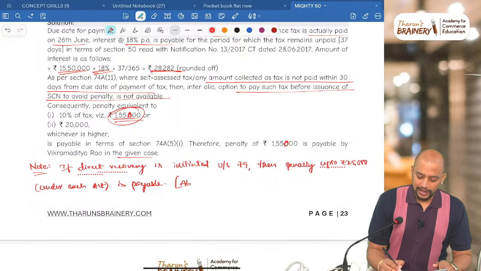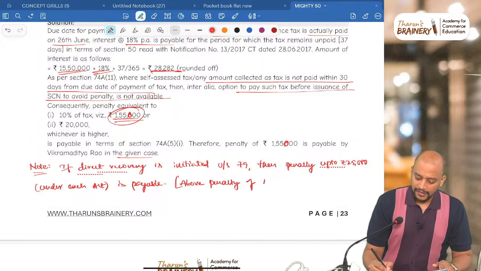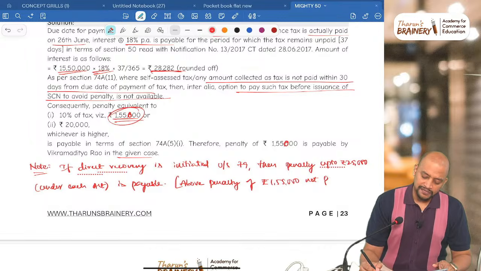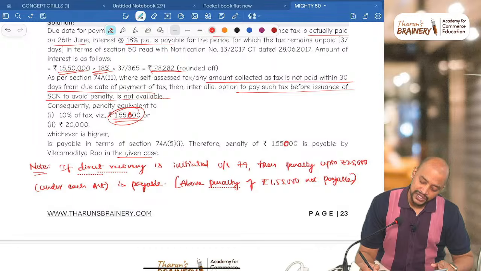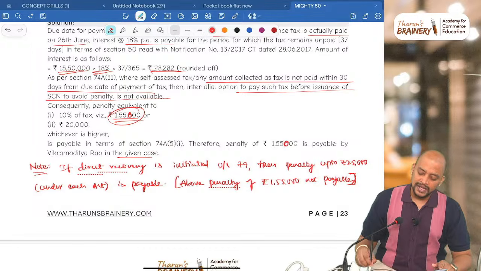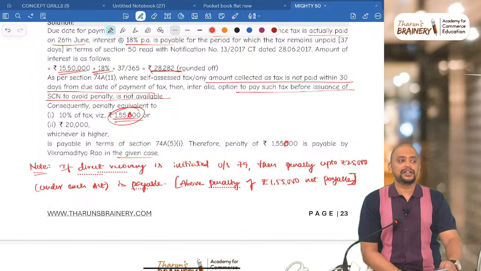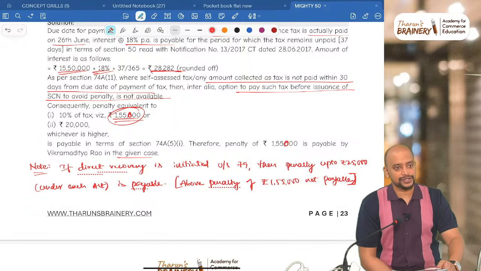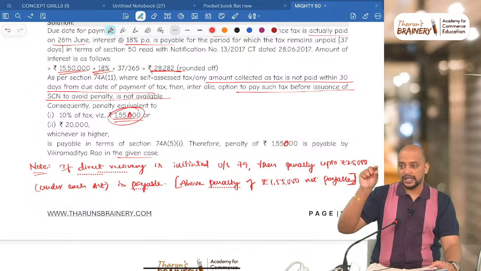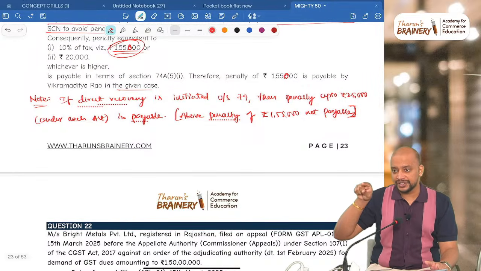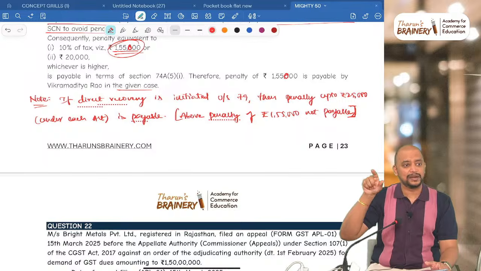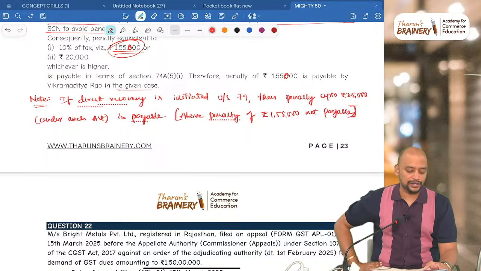So above penalty of 1,55,000 not applicable. Because we have a CBIC circular, that CBIC circular says that whenever they initiate direct recovery under 79, then the general penalty will be payable under 125, which is up to 25,000. This point I gave in the That's It book. Okay, I have given as to in case of self-assessment tax, the direct recovery can be initiated under 79. In that case, the general penalty. So this 74A penalty is not applicable.